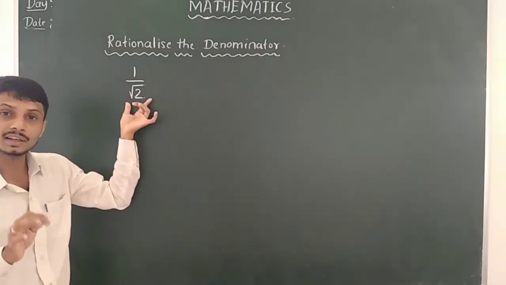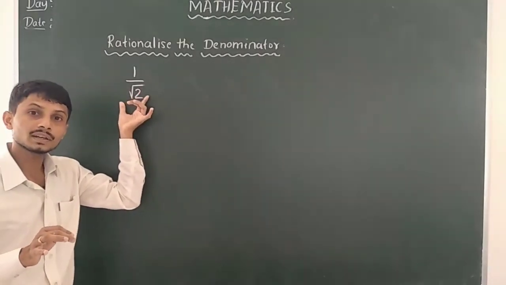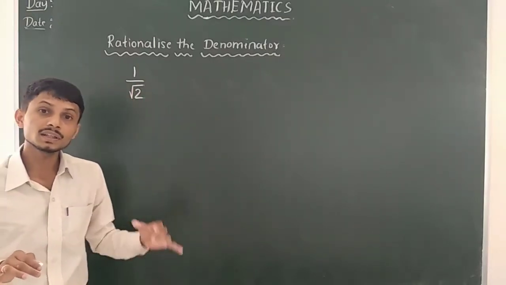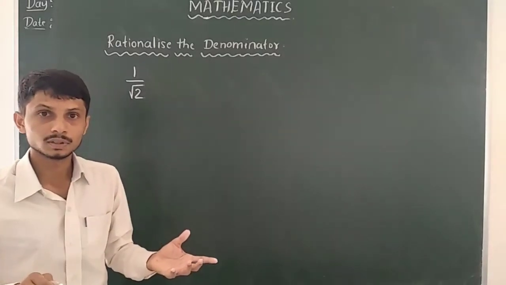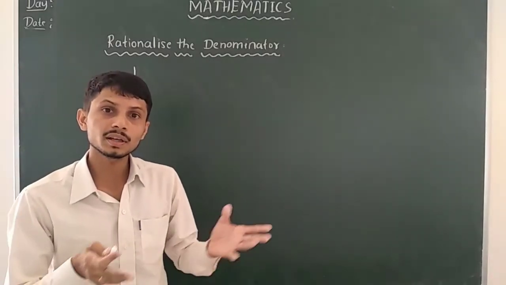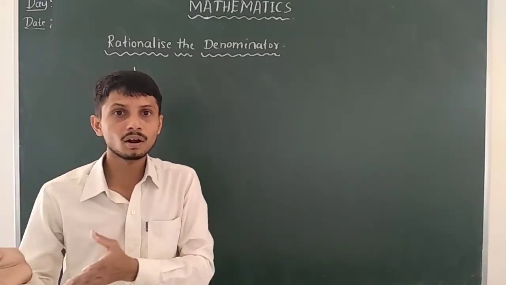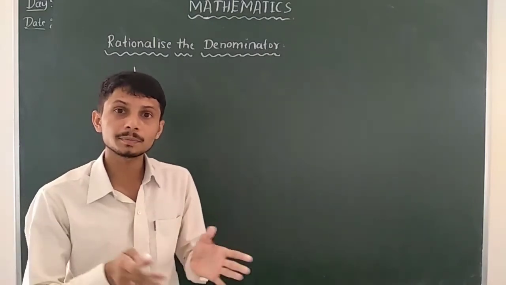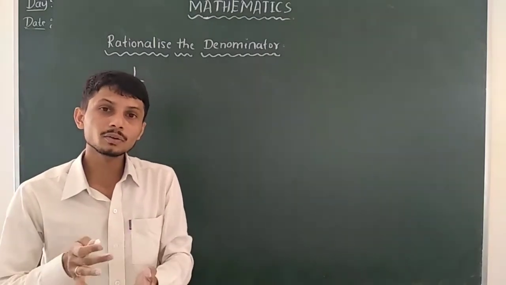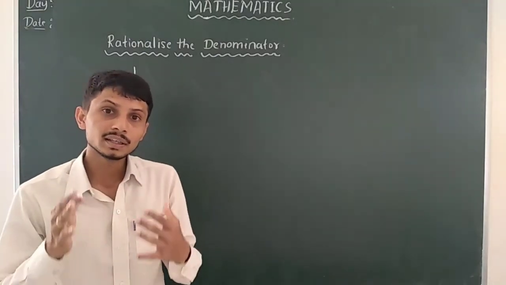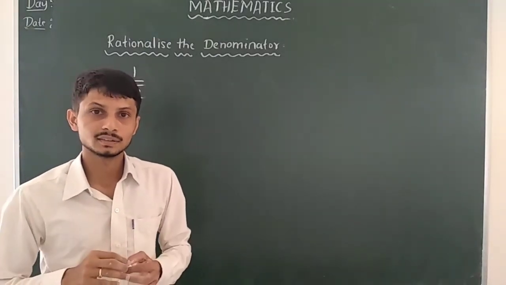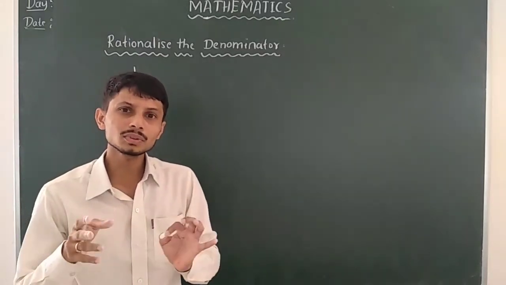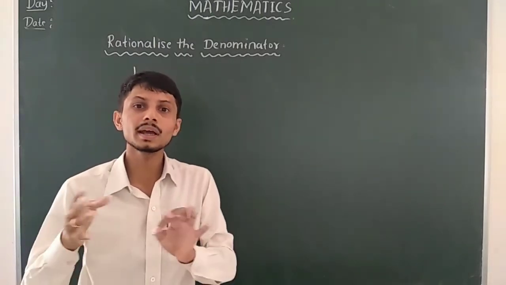Rationalizing means that in the denominator we have to get an integer, using operations, that is addition, subtraction, multiplication or division. With the help of these operations, we have to make the denominator rationalized. So just observe here, root 2. We have to take it in an integer form.